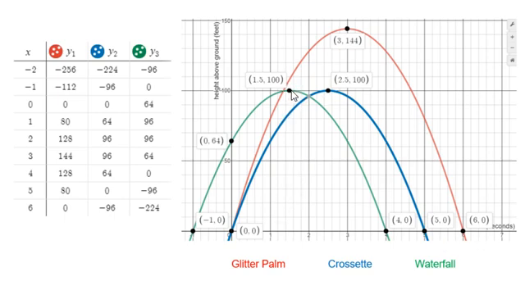We can see that these 2 functions, Chrisette and Waterfall, had equal maximum heights, which was at 100. So their vertex, although it occurred at different times, this green one, Waterfall, reached its vertex faster than the other 2. We can see that Chrisette reached its vertex at 2.5 seconds, and Glitter Palm reached its vertex at 3 seconds. So it was the slowest to reach the vertex, but it also launched from the ground and had the highest maximum height.